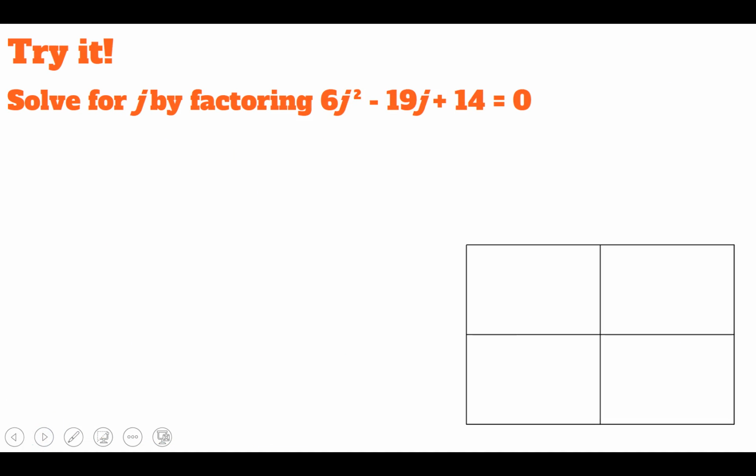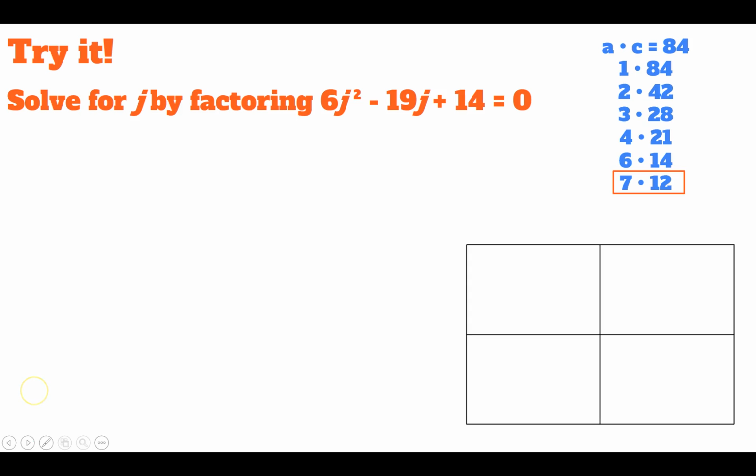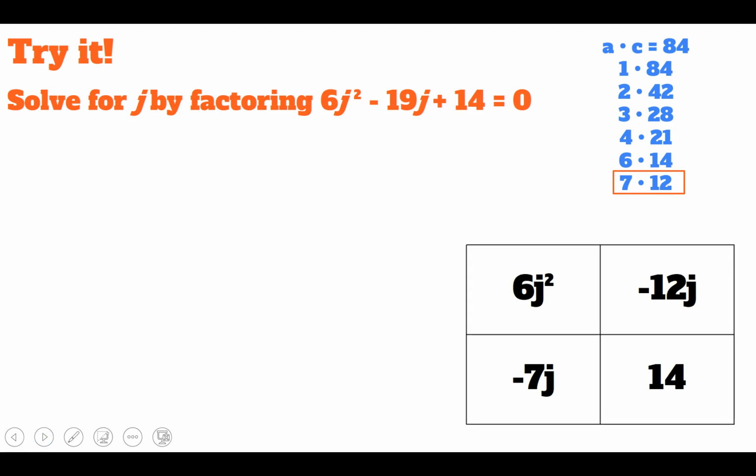So your next one is 6j squared minus 19j plus 14. For the numbers that multiply to give me 84, but can somehow add to give me negative 19, we're going to use the numbers 7 and 12. They both have to be negative. Yes, Courtney, because we have to get negative 19 out of it, right? So inside of our table, we have negative 12 and negative 7. Okay? Looking at the first row, my 6 and my negative 12.